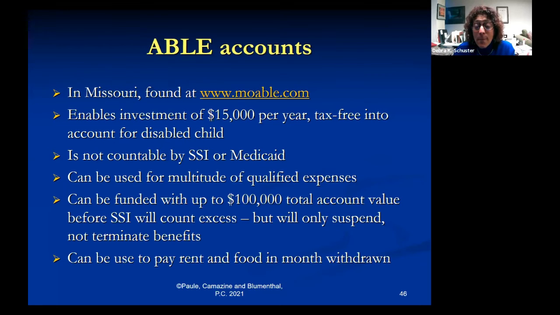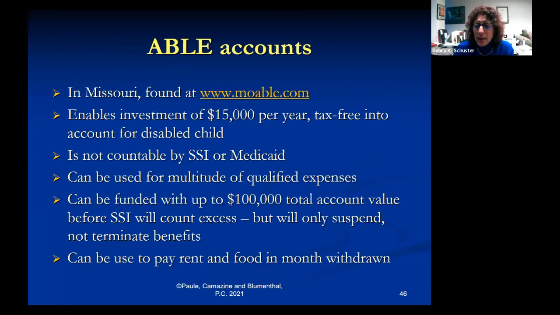This is a tremendous website that tells you exactly how to open a moable account, how much can be invested, what expenses can be paid with the money in the account, how to access the account, and it also has a card, or a TrueLink card, which is a debit card attached to the account that allows the use of that card to purchase qualified expenses. So it's really a tremendous account.